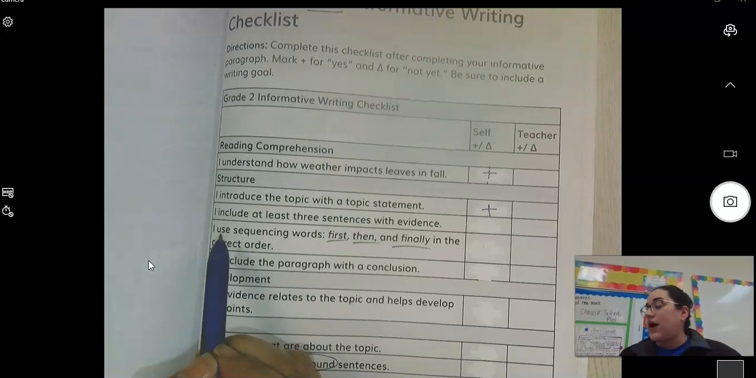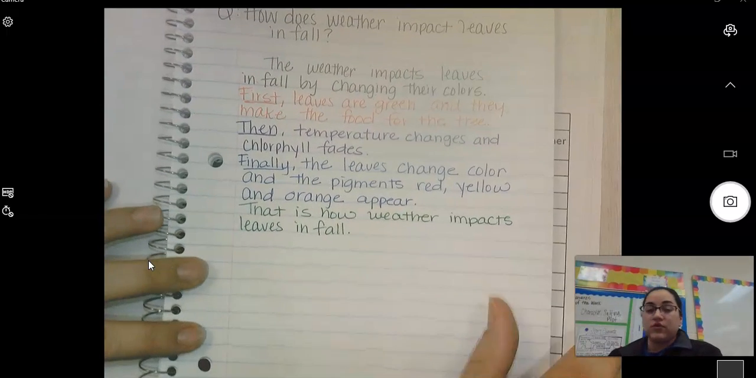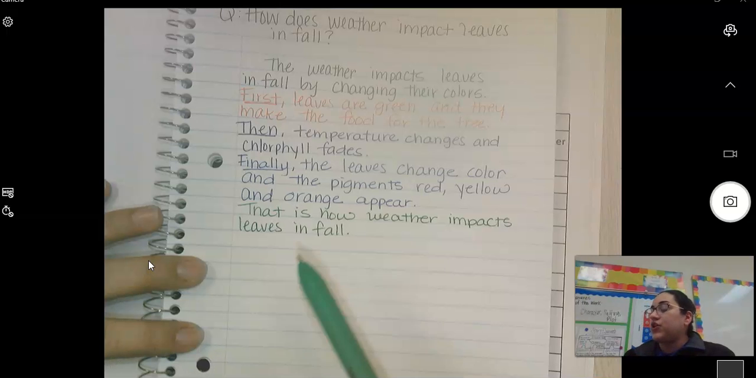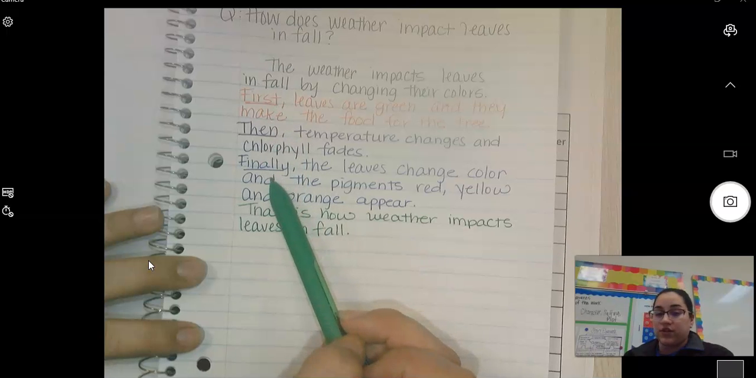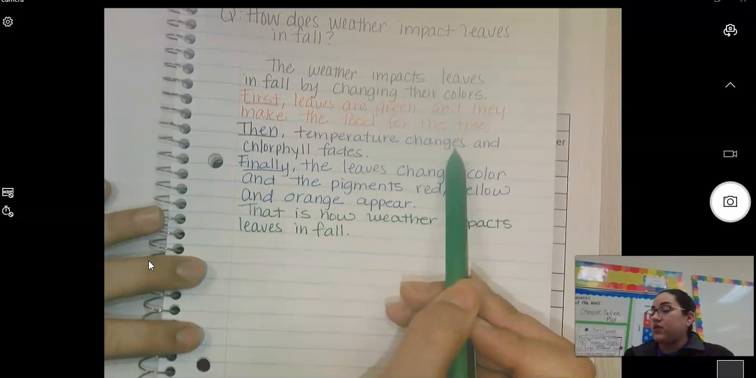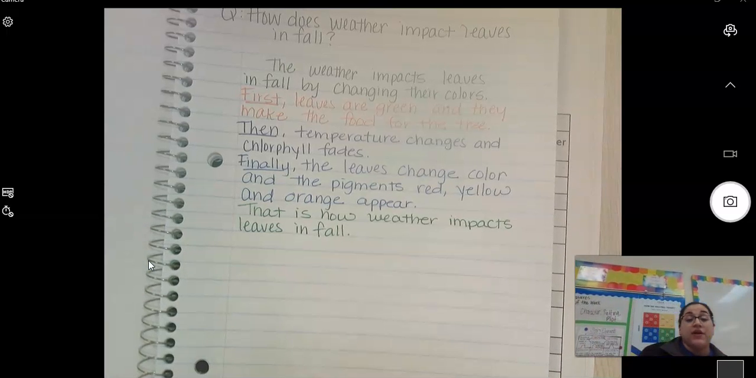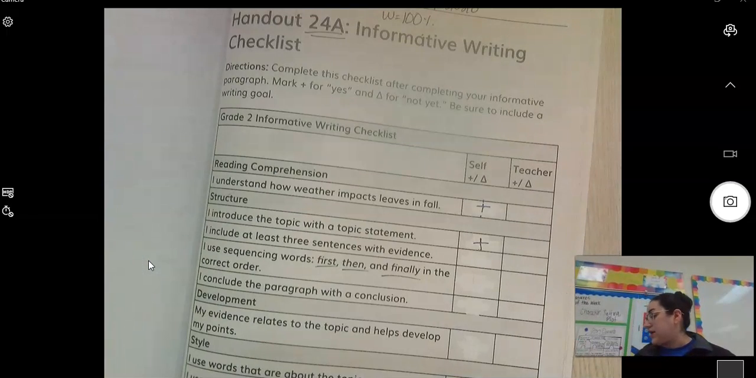Now I include at least 3 sentences with evidence, and this is where we used our evidence chart to include the sentences in our informative paragraph. So if you look closely at the one I did, you can see that I included the 3 different sentences of evidence in the different colors, right? So I put the evidence in complete sentences. You might have a different type of wording, but if you included that, then make sure that you write a plus as well.